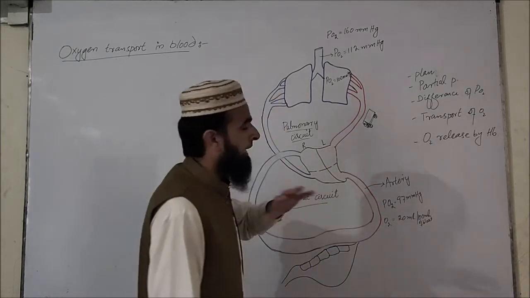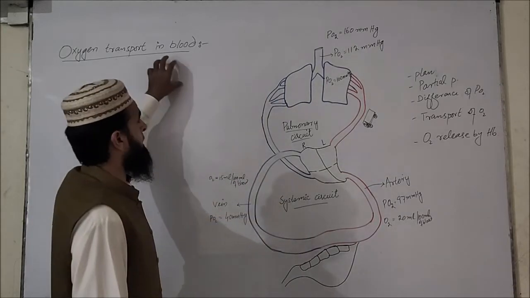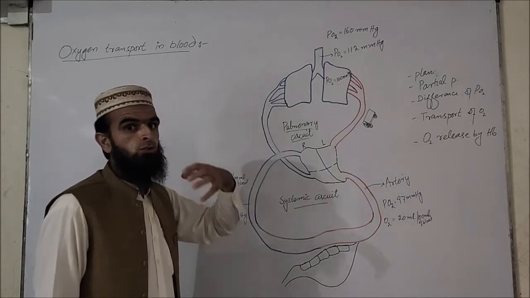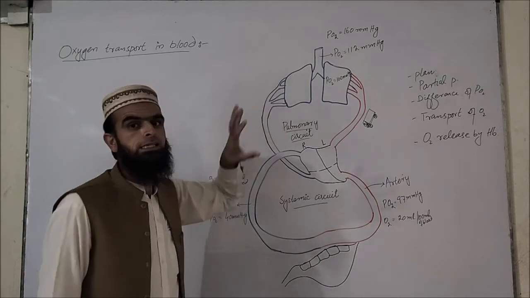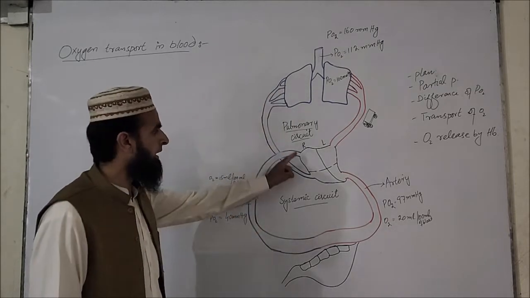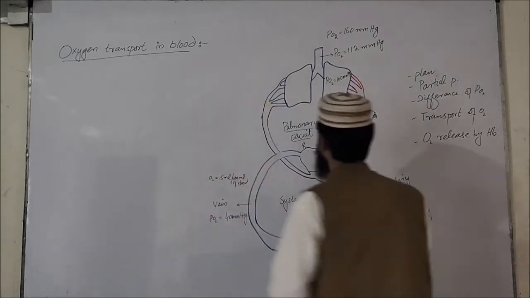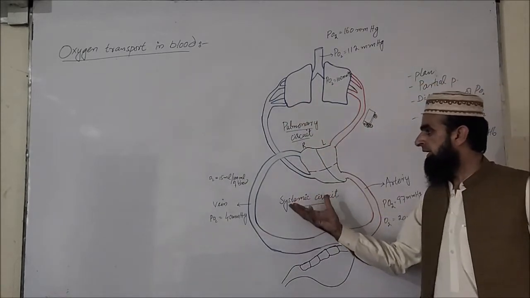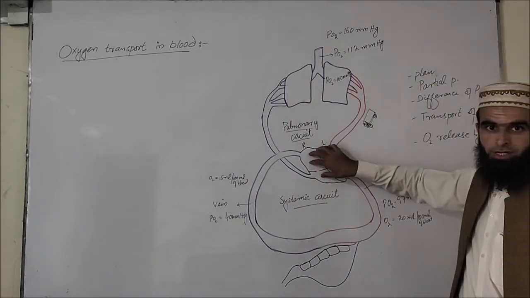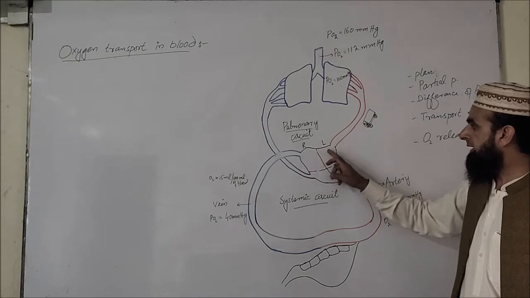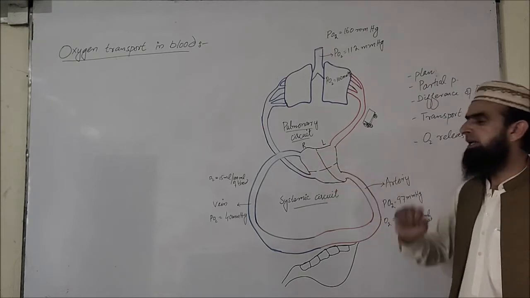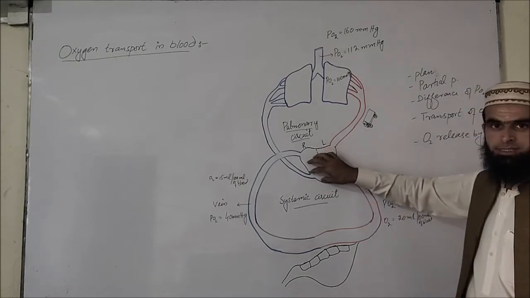In human beings, as we are concerned here with the transport of oxygen in human beings, the circuit plan is called double circuit plan. If you look at the diagram which has been drawn over here, this is the heart, for example. This is the right auricle, this is the left auricle, right ventricle and left ventricle. These are the four chambers in the heart.